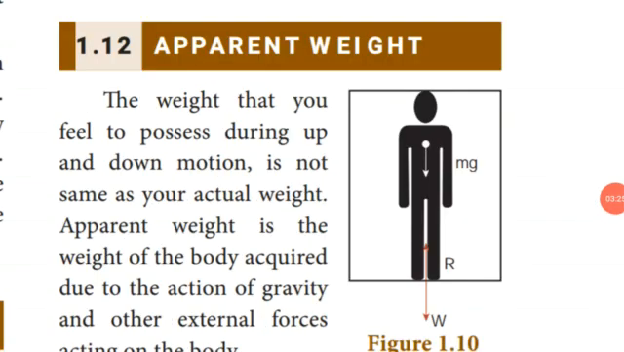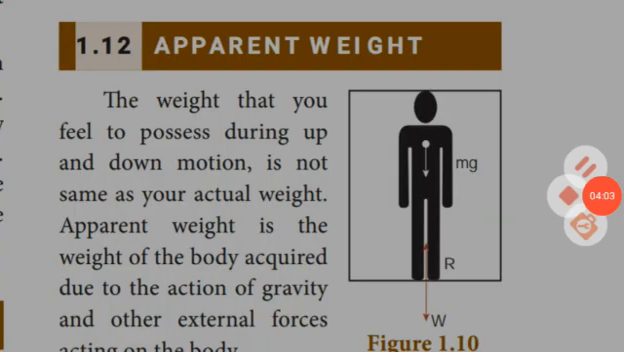Next topic is apparent weight. Apparent weight means தோற்ற எடை. The weight of the person in up and down motion is not same as his actual weight. Real weight refers to the weight calculated due to the action of force of gravity only, that is g only. But apparent weight is the weight acquired due to the action of force of gravity and other external forces on the mass. When the object moves, due to gravity or other external forces there will be a change in the weight of the object. This is what? Apparent weight.